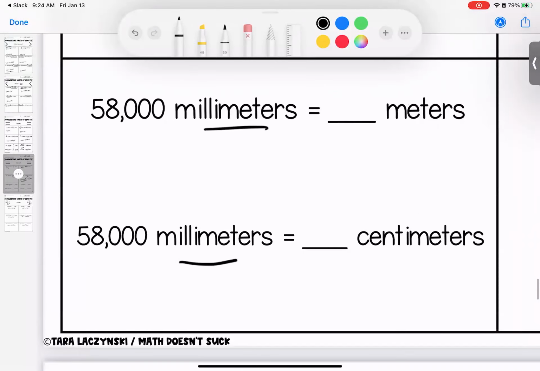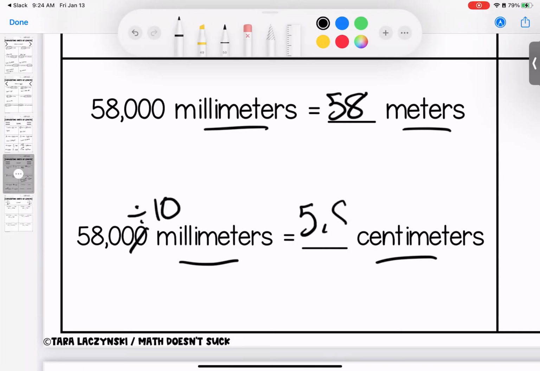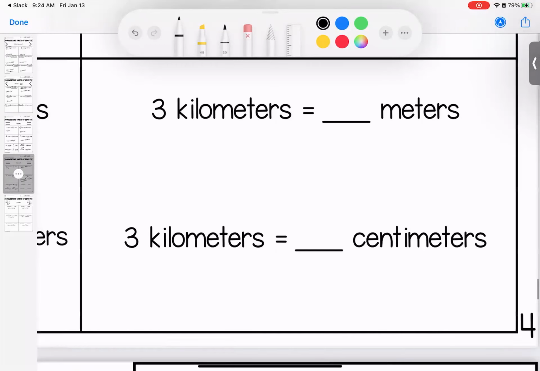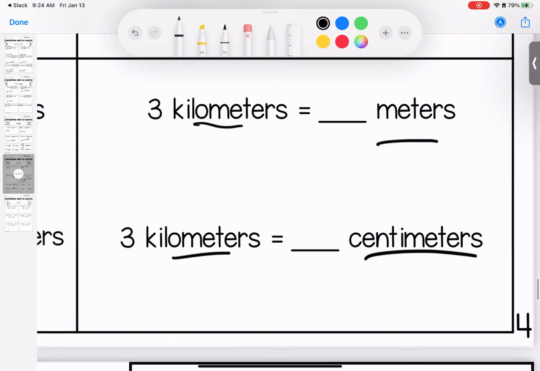All right, millimeters to meters and centimeters. So 58,000 millimeters, how many meters is that? We're going to divide by 1,000 to get that, and we get 58. To get from millimeters to centimeters, we divide by 10, which means we're taking off 1 zero. We get 5,800.